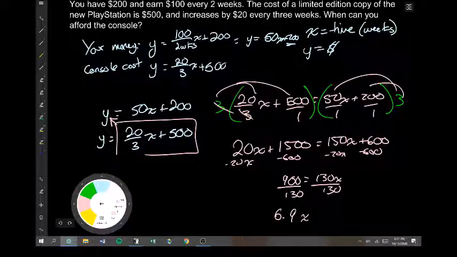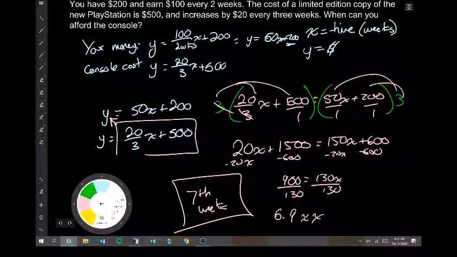So we're going to say it's about 7 weeks. Actually, it's in the 7th week, we'll say. 6.9 weeks isn't quite enough time. It's in the 7th week. In the 7th week, we can afford the console. And that answers the question, when can you afford the console?